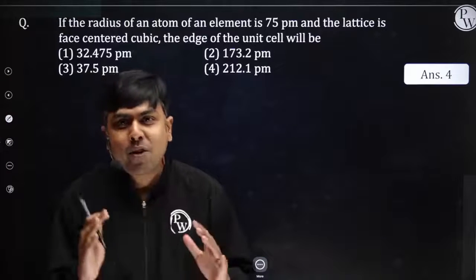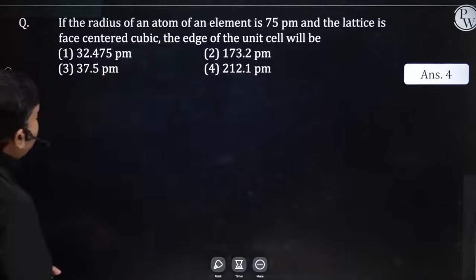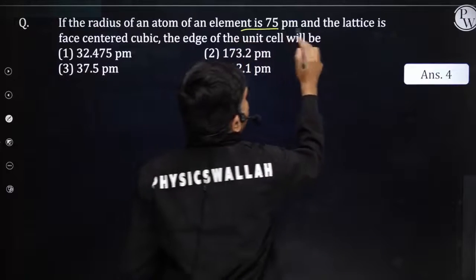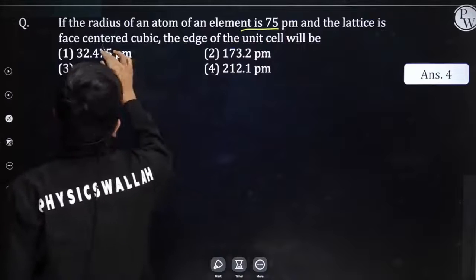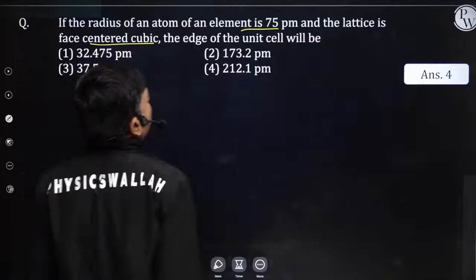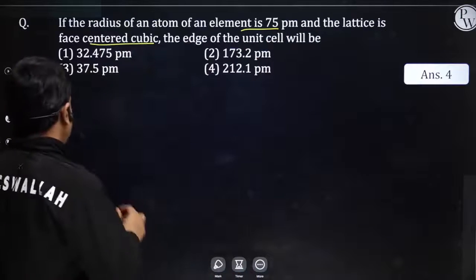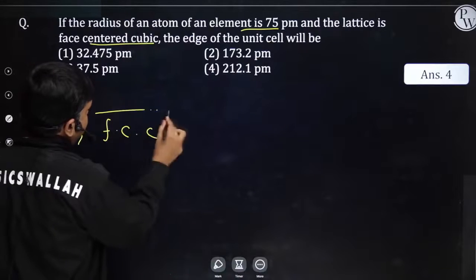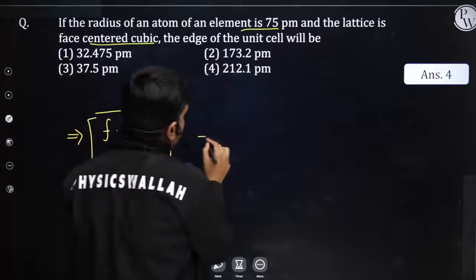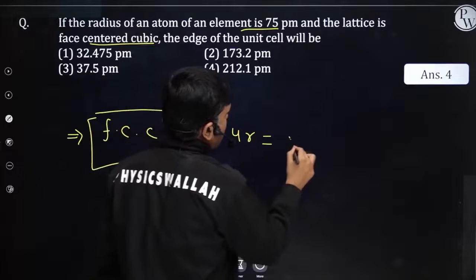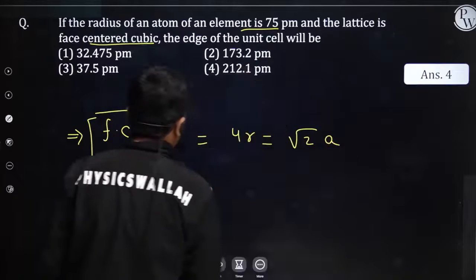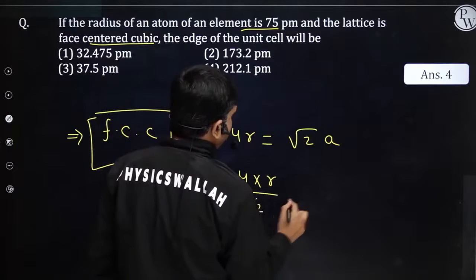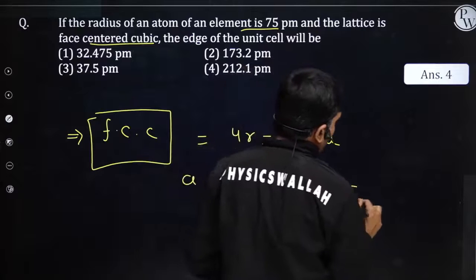Moving ahead, the next question which we have on the screen is: if the radius of an atom of an element is 75 picometer and the lattice is face-centered cubic, perfect, edge length of the unit cell will be? Students, in case of FCC, what's the relation between R and A? We have 4R equals root 2 A. So A is 4 into R upon root 2. So it's 2 root 2 R.